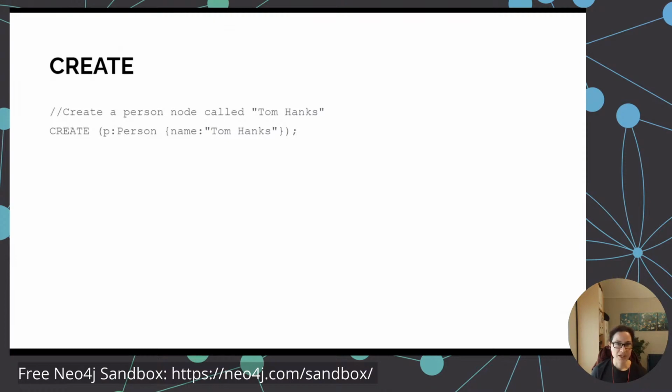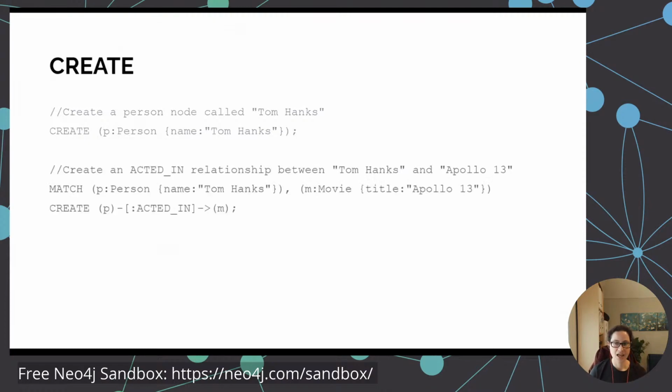Okay, so we can create nodes as well. What we do here is we swap match for create, and then we use exactly the same syntax as before. So if we want to create a person node with the name Tom Hanks, we do create. If I want to create a relationship between two existing nodes, so I've got an existing person node of Tom Hanks, and an existing movie node with the title of Apollo 13, then I match those two nodes. I bring a match and I've got a relationship between those. And then I do the create, and now I'm creating that relationship of acted in between those two existing nodes.